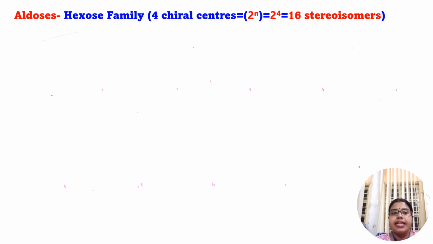First we will describe the structure of the monosaccharides of the hexose family, the aldohexose family. Hexose means 6 carbon molecules are there. In this structure, we get 4 chiral centers. Four chiral centers means the number of stereoisomers equals 2 to the power of n, that means 2 to the power of 4 in this case. So in the case of the aldohexose family, we get 16 stereoisomers.